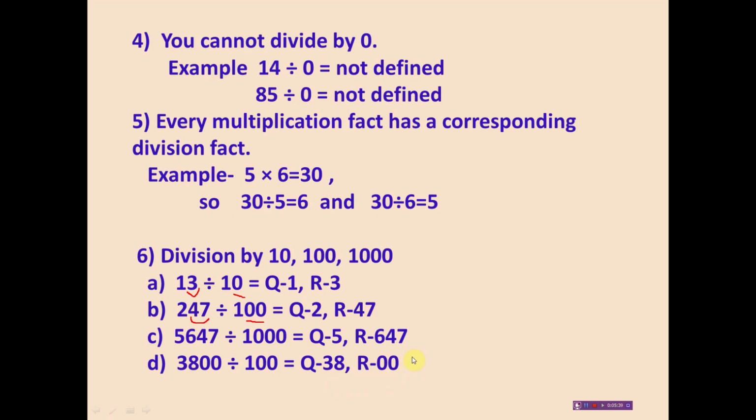So it's very easy to divide by 10, 100 or 1000. So these were the properties of division. Now, based on these properties, we are going to solve a few mental math questions from the book.